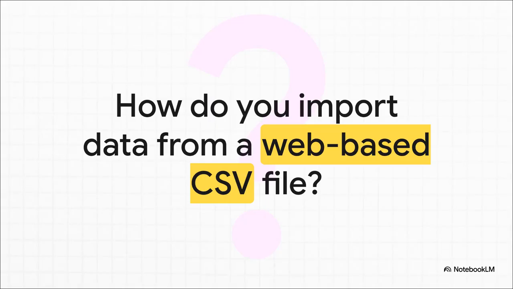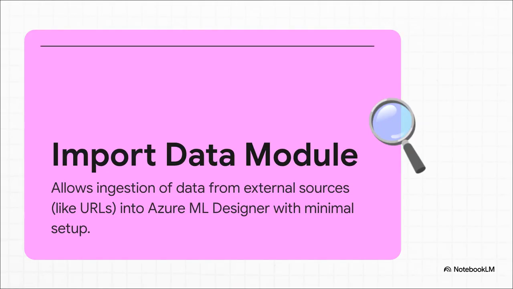So here's a super common task. The data you need is just sitting in a file on some website. How do you pull that into your Azure pipeline without a massive headache? And the answer is the Import Data module. It's a tool built specifically for this, right inside the Azure ML Designer. You literally just give it the URL, and it does the rest. The big idea here is efficiency. On a real project, you don't build everything from scratch. You use the right tool for the job to get it done fast.